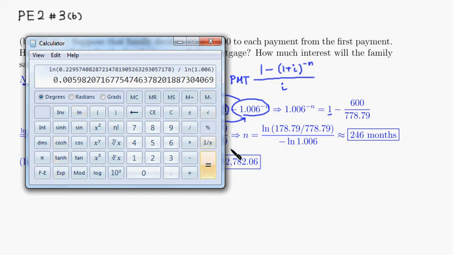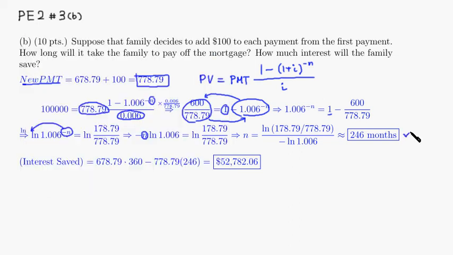If you do that, you're going to get a negative value, but you can just multiply by negative 1. So you end up with 245.98, so that's about 246. Therefore, you have 246 months, which means that you only have to make 246 payments. So that's part of the answer.